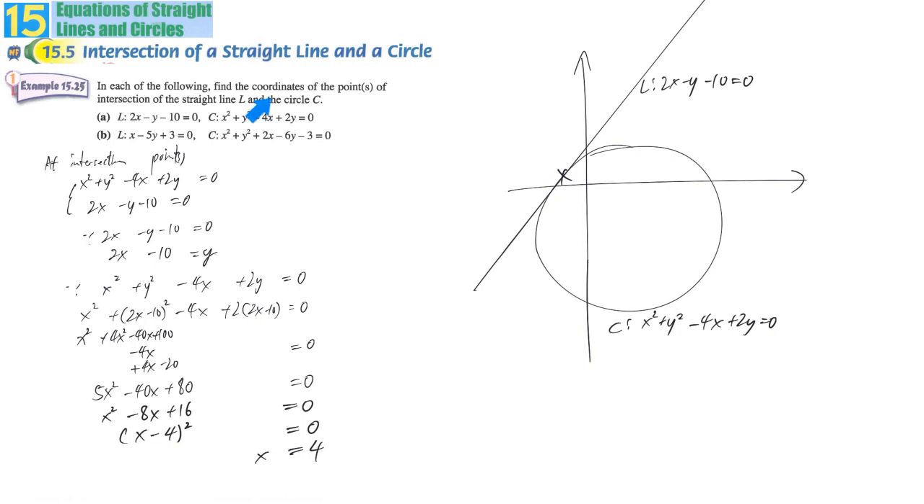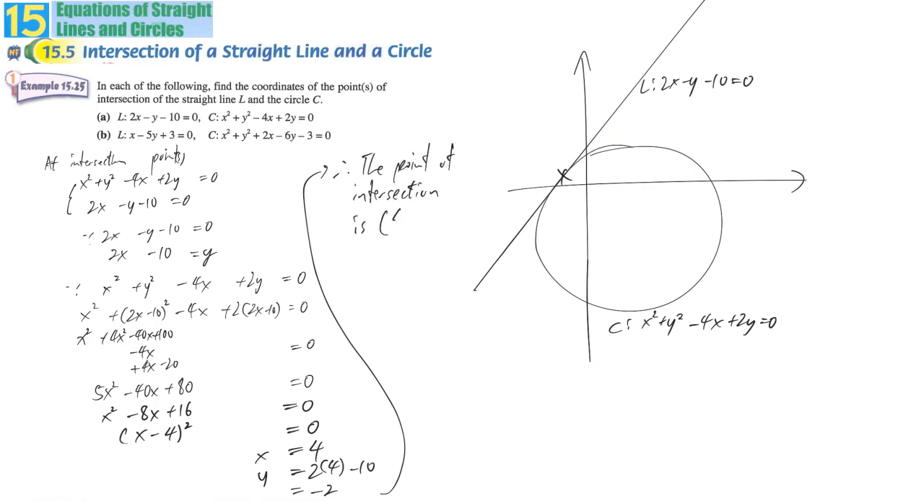But anyway, to get the point of intersection, just the x coordinate is not enough. We also need to calculate the y coordinate. y is equal to 2x minus 10. So y is equal to negative 2. The point is (4, negative 2). Because we asked you about the coordinates of the point, you need to give us the full coordinates. Just telling me x and y is not enough. That's how we get part A.